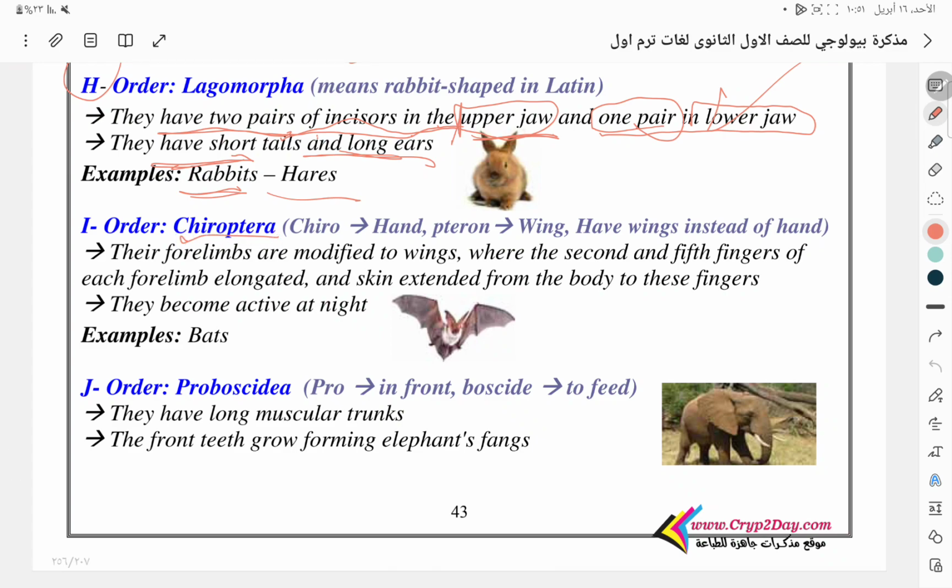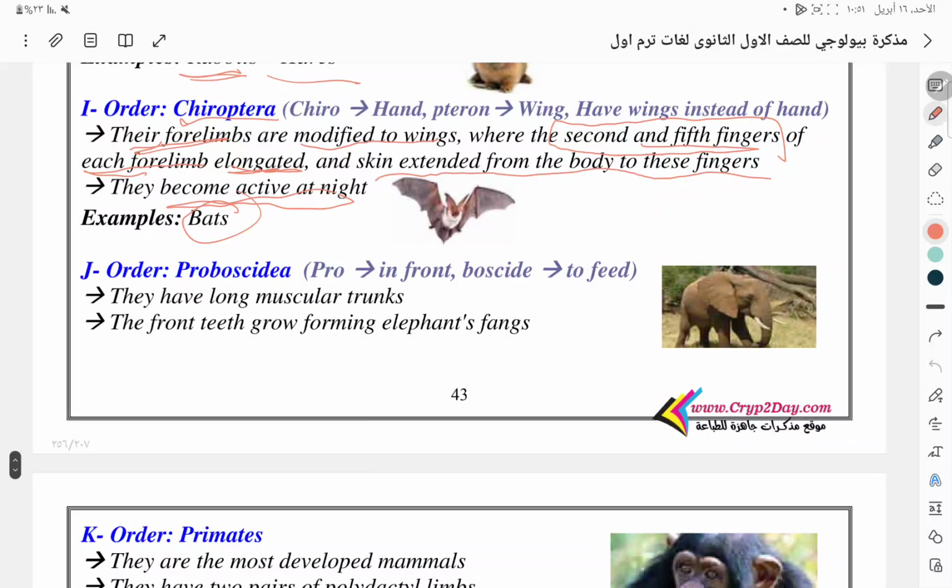Order Chiroptera. They have a hand and fingers, but the fingers are attached by skin. The forelimbs are modified to wings. The second and fifth fingers of each forelimb are elongated and the skin extends from the body to these fingers. They are active all night, like a bat.